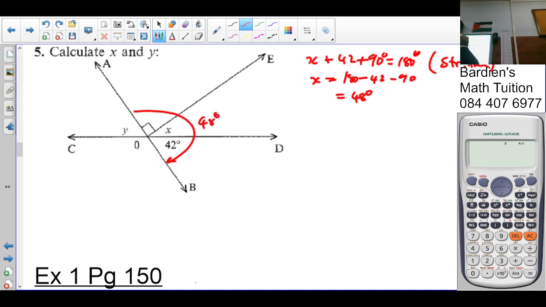Angle y? Why is it 42? Vertically opposite. Can you see that? Your two lines, vertically opposite angles are equal. So y is 42 degrees. Vertically opposite. Okay.